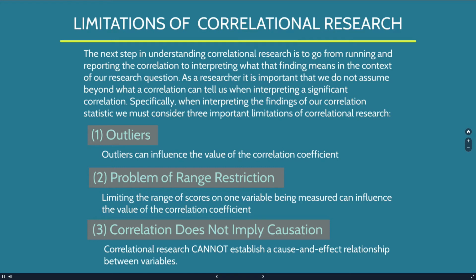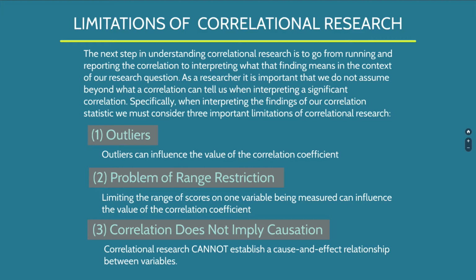Limitations of correlational research. The next step in understanding correlational research is to go from running and reporting the correlation to interpreting what the finding means in the context of our research question. As a researcher, it is important that we do not assume beyond what a correlation can tell us when interpreting a significant correlation. Specifically, when interpreting the findings of our correlation statistic, we must consider three important limitations of correlational research.